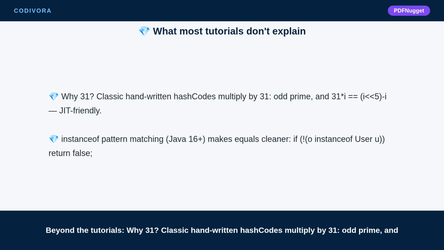Classic handwritten hash codes multiply by 31, an odd prime, and 31 times i equals (i << 5) minus i, which is JIT friendly. Instanceof pattern matching, Java 16 plus, makes equals cleaner: if not instanceof User u, return false.